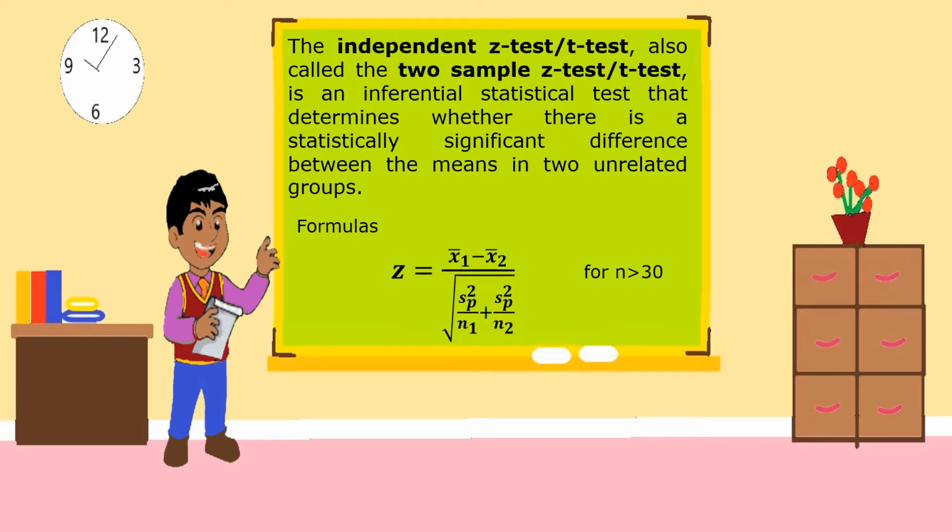Formula. Let's start with the z-test. Z is used for n, or the sample size, greater than 30. Z is equal to the sample mean of the first group minus the sample mean of the second group, all over the square root of the square of SP over the sample size of the first group plus the square of SP divided by the sample size of the second group.